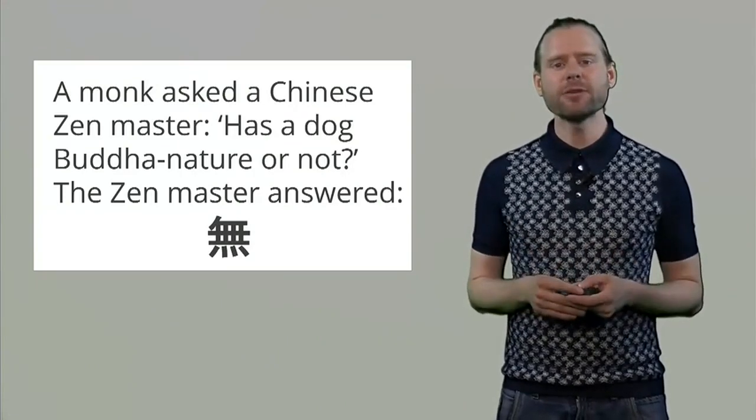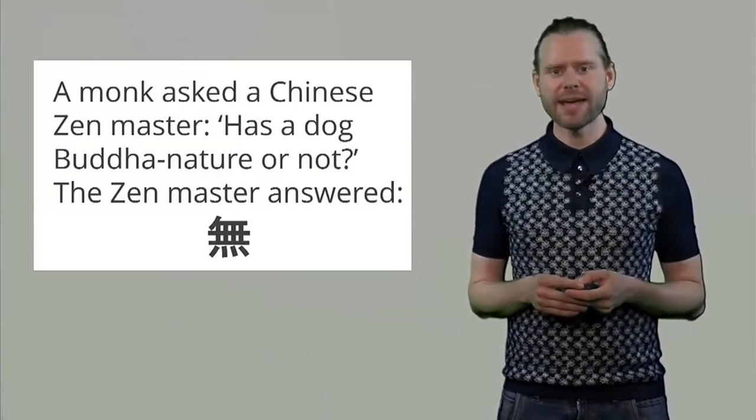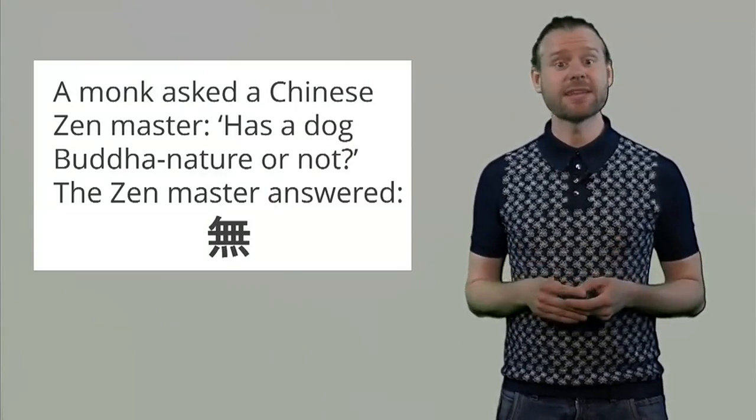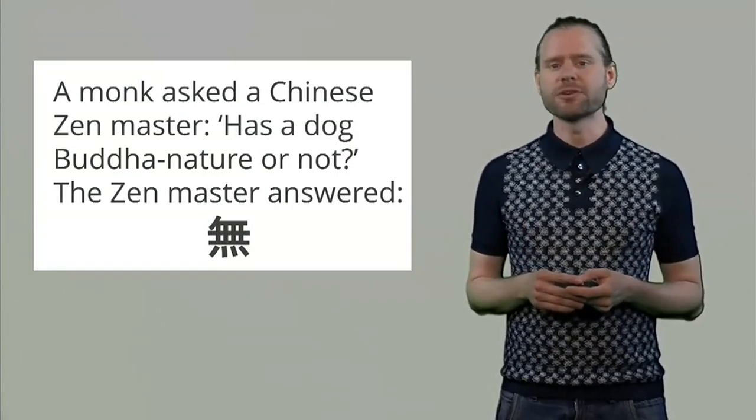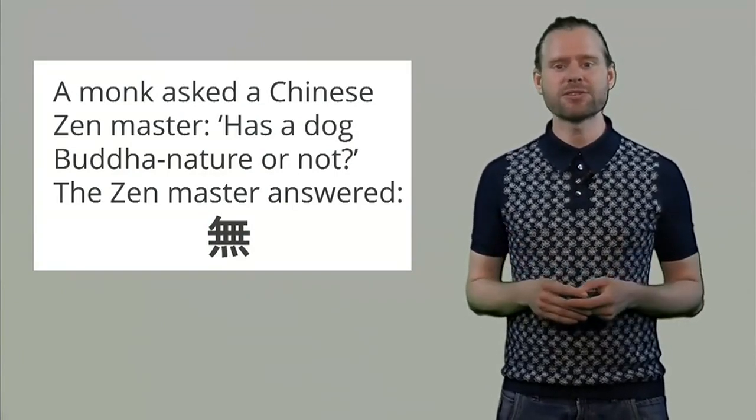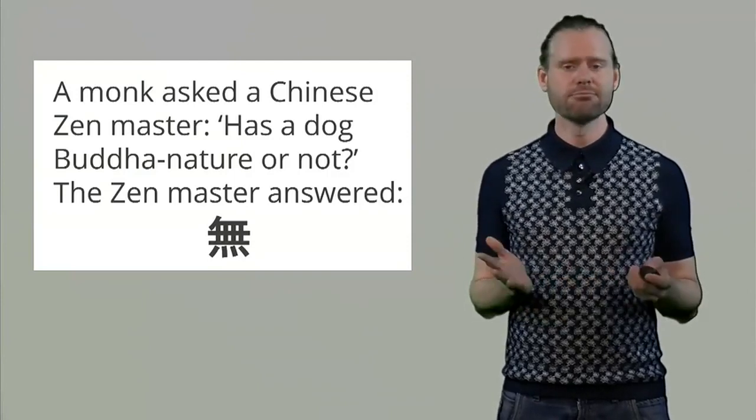And whenever you find a p-value that's larger than 0.05, you might feel the tendency to say, so is there an effect or not? But whenever the p-value is larger than 0.05, you can't answer this question. So you should just answer mu.